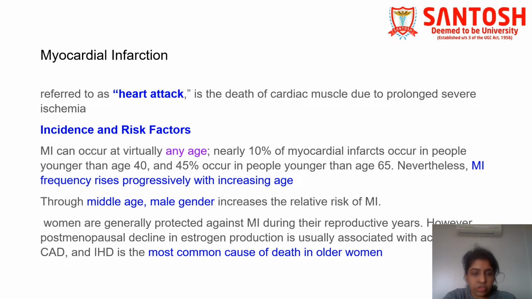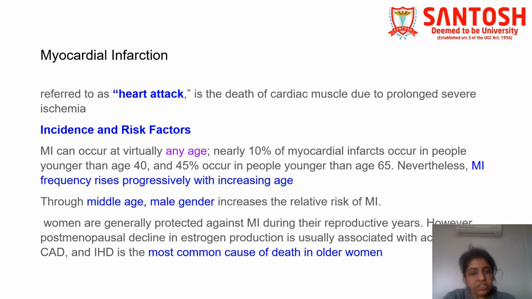Myocardial infarction can occur at virtually any age. Nearly 10% of myocardial infarctions occur in people younger than 40, and 45% occur in people younger than 65. Nevertheless, MI frequency rises progressively with increasing age.